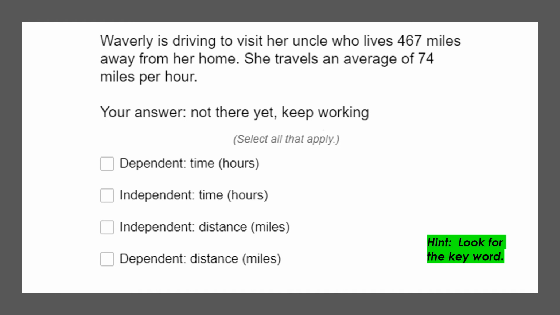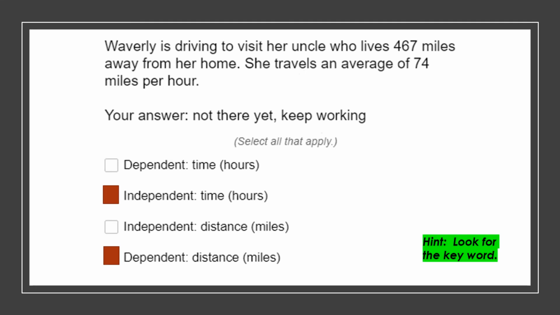Look at this real world scenario. Waverly is driving to visit her uncle who lives 467 miles away from her home. She travels an average of 74 miles per hour. I want you to identify the dependent and independent quantities right here. Put me on pause and look for them.